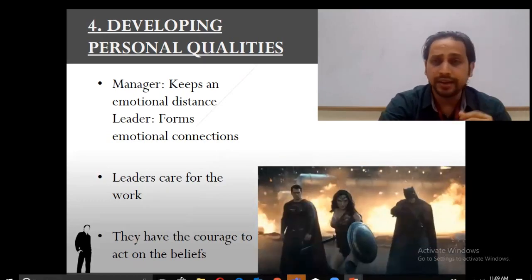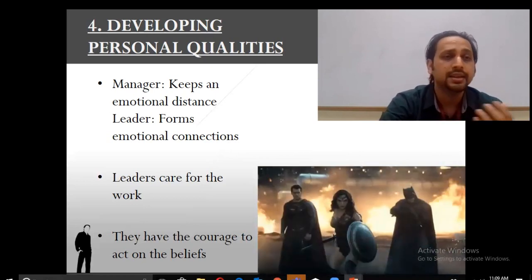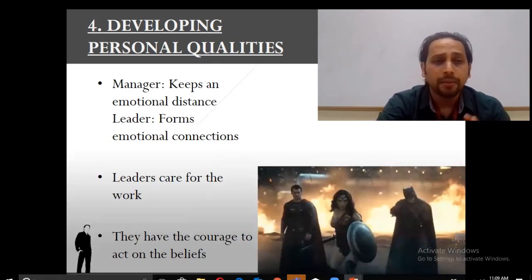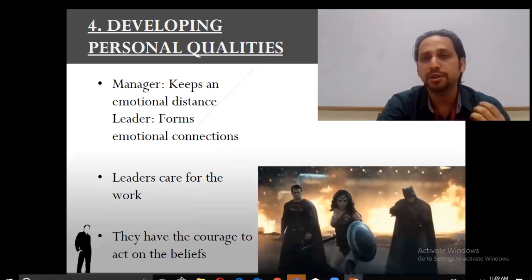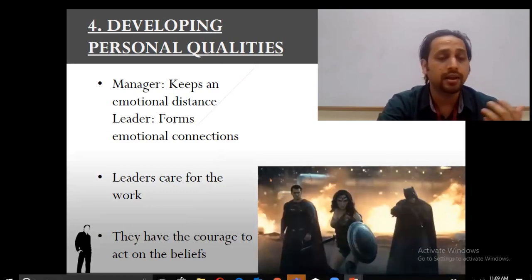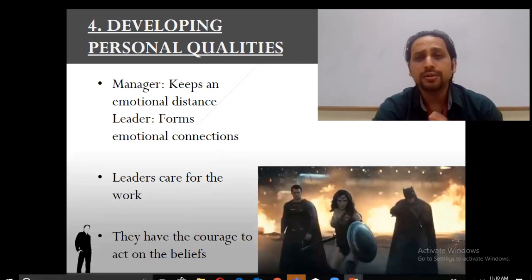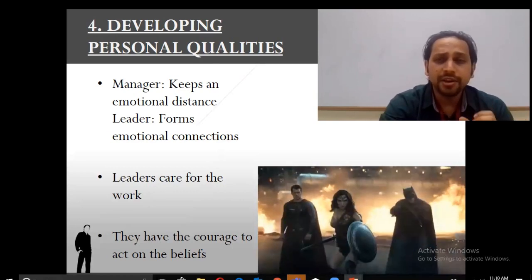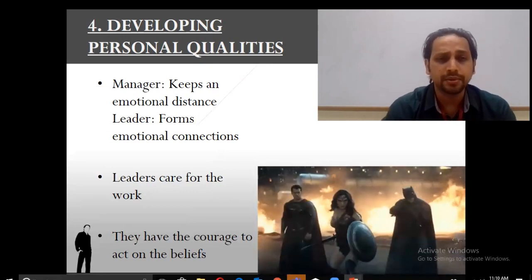It relies on a number of subtle personal qualities that are hard to see but are very powerful. These qualities include humility, integrity, courage, and empathy. But all good leaders have a genuine care for the work and also concern for the people.